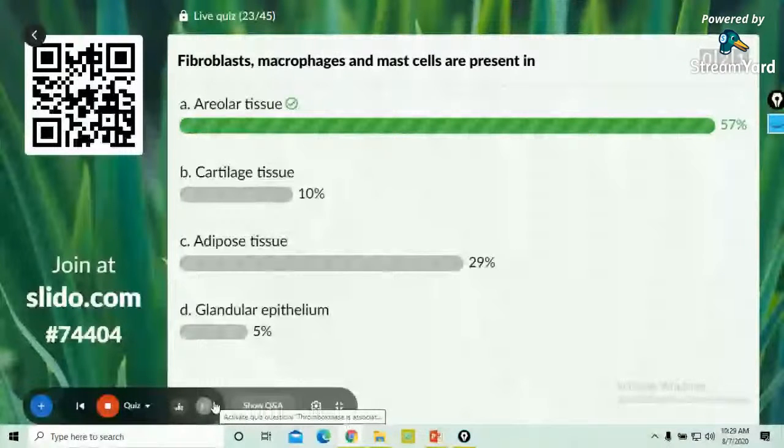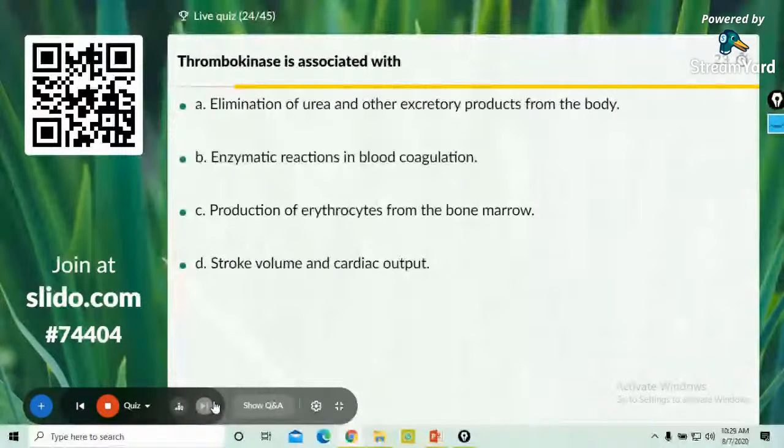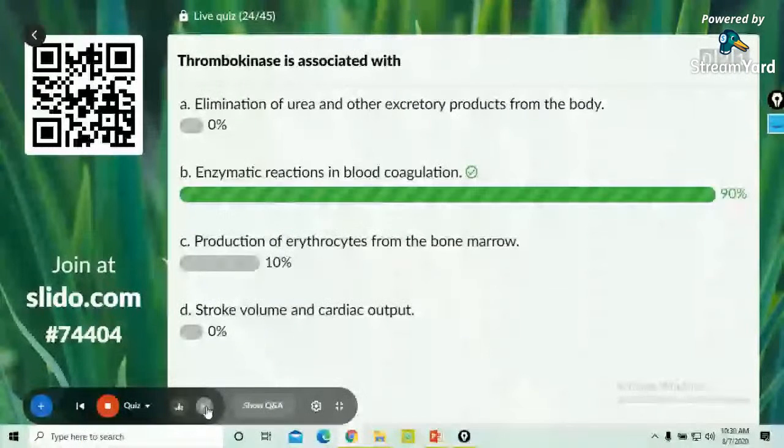24th question. Easy question if you read all the options correctly. Thrombokinase is associated with, you studied about thrombin, thromboplastin, thrombokinase, right? Elimination of urea and other excretory products from the body, enzymatic reactions involved in blood coagulation, production of erythrocytes from bone marrow, stroke volume and cardiac output. Yes, absolutely. 90% of you have voted for the correct answer.